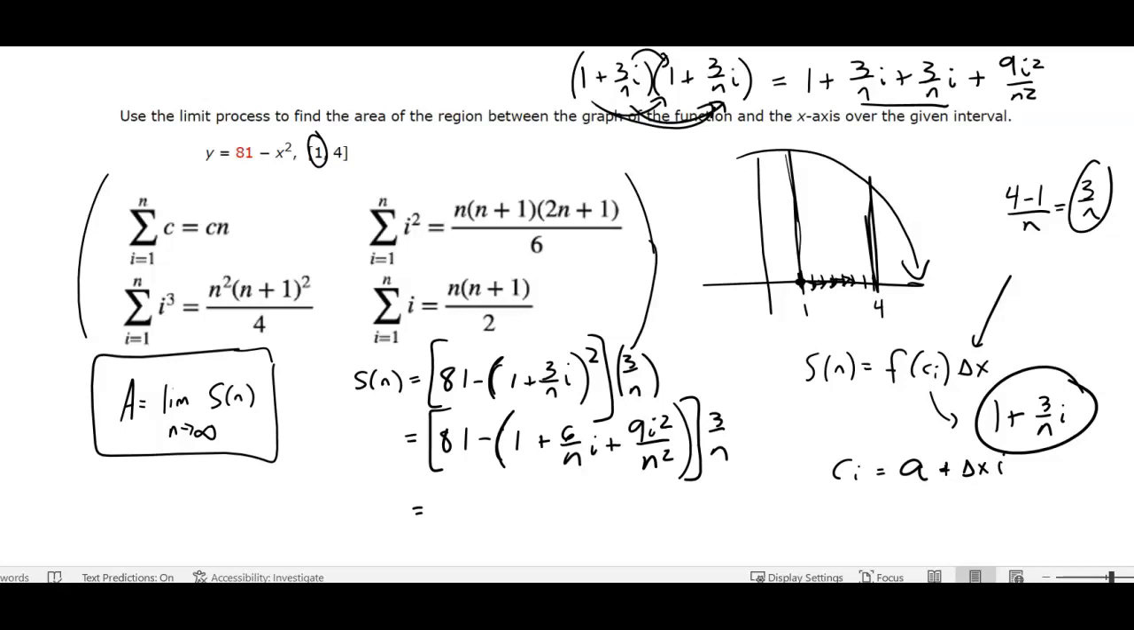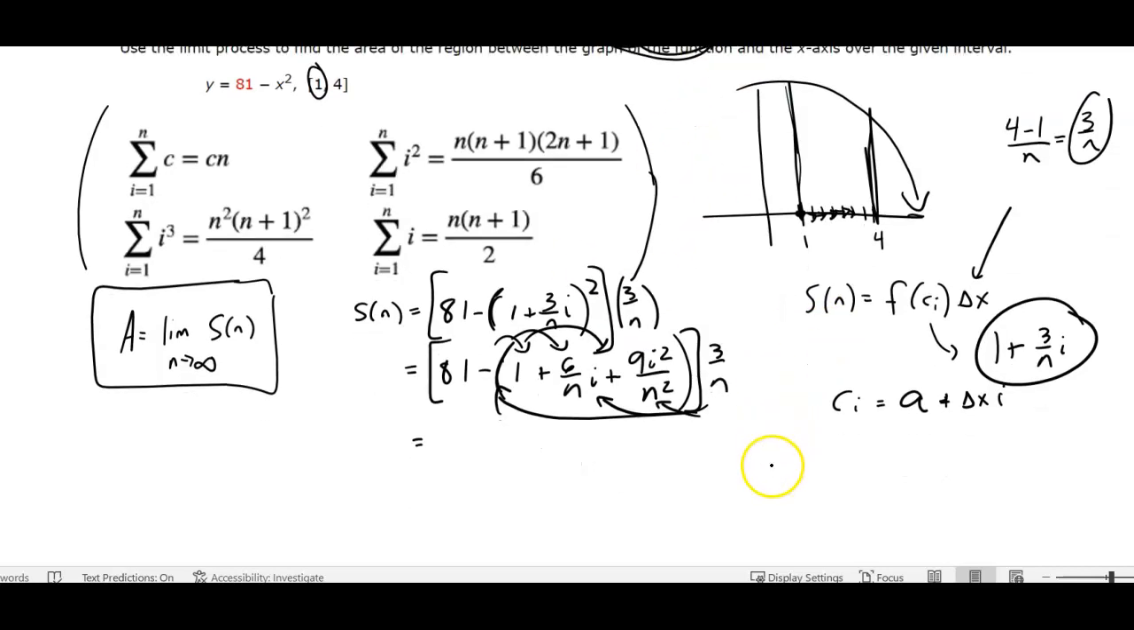So distribute the negative. 81 minus 1 is 80. I'm going to distribute this negative, and I'm going to run this guy through all at the same time. Okay, so see if you follow me here. That's going to be 80, and then I'll multiply it by 3 over n, so that's 80 times 3 over n. And then minus this term times 3 over n is minus 18i over n squared. And then this guy gets negative times 3 over n, so that's minus 27i squared over n cubed.